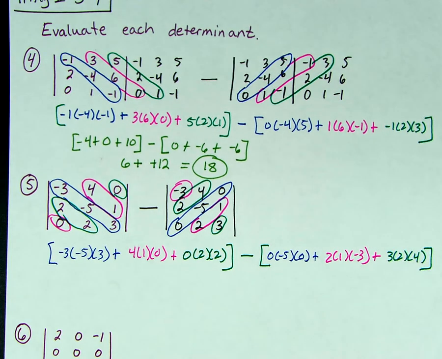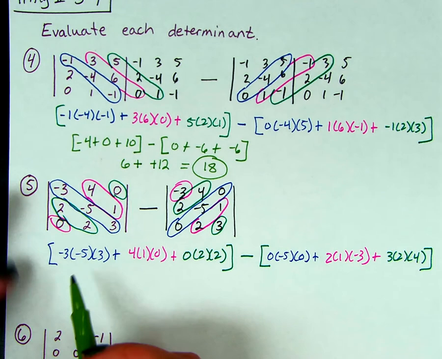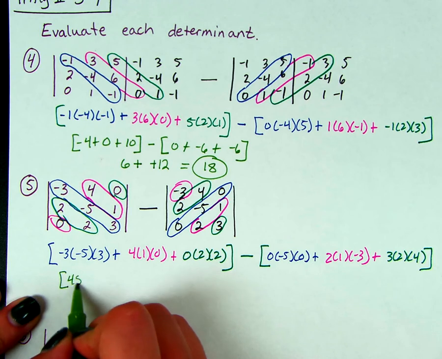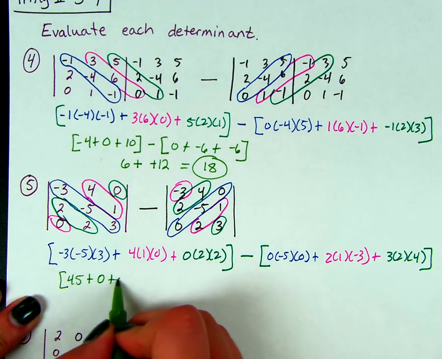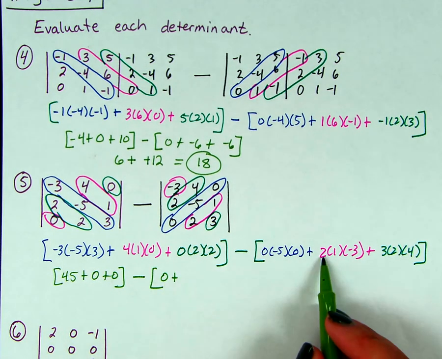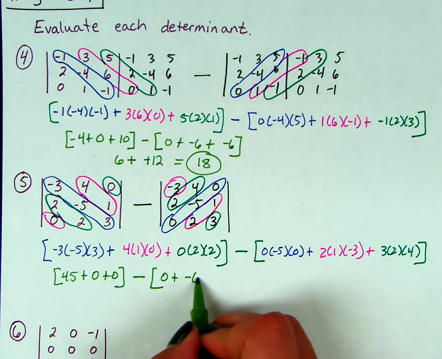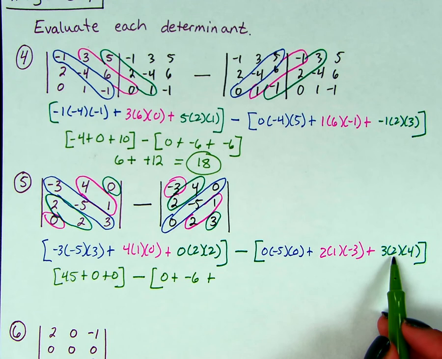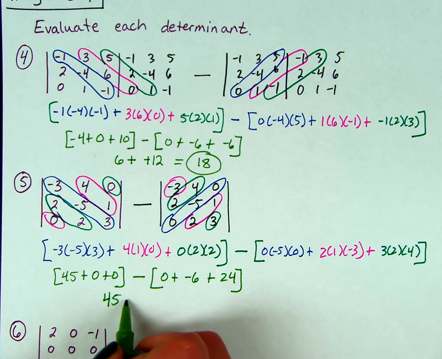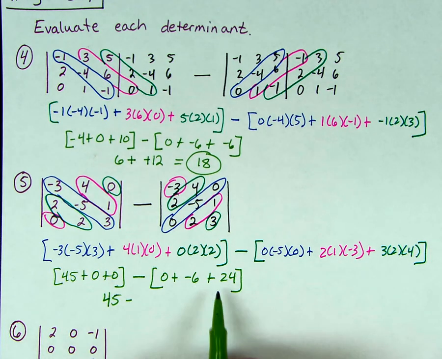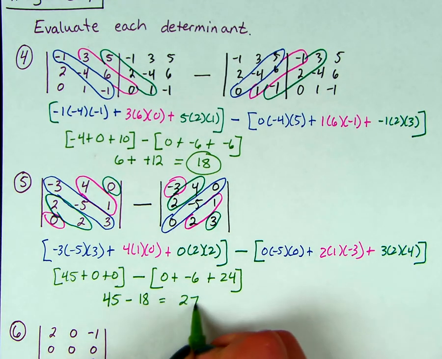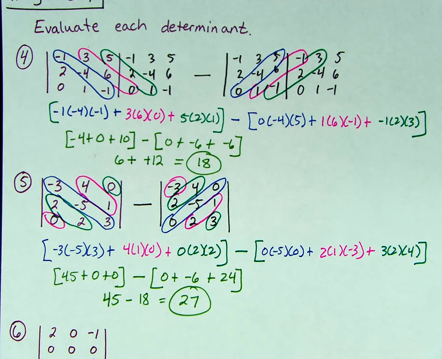And again, we're just going to go through and simplify to find the determinant. So negative 3 times negative 5 is 15, times 3 will be 45. And then this will simplify to be 0, and then we'll have another 0. So again, 0 for the first number. And then 2 times negative 3 is negative 6, times 1 is negative 6. And then here we have 2 times 3 is 6, times 4 is 24. So now we have 45 minus, and then negative 6 plus 24 is going to be 18. And 45 minus 18 gives us 27. So 27 would be our determinant for that problem.